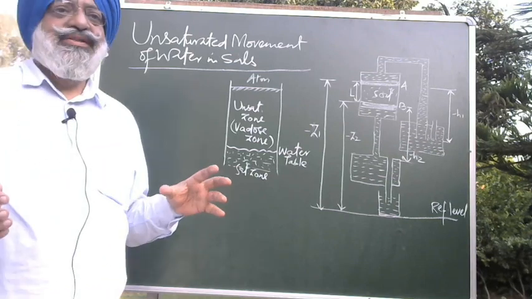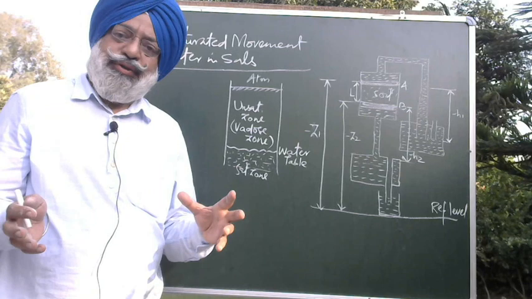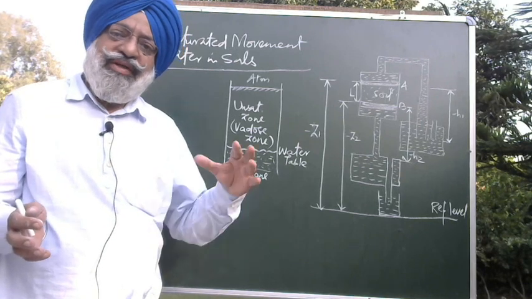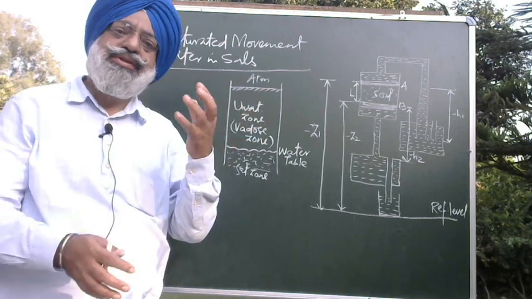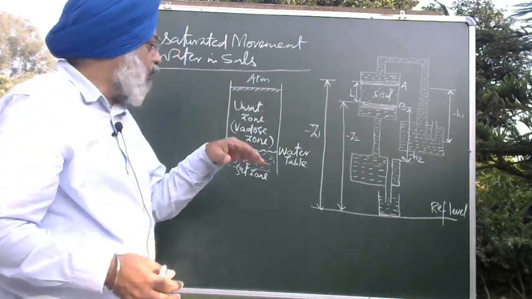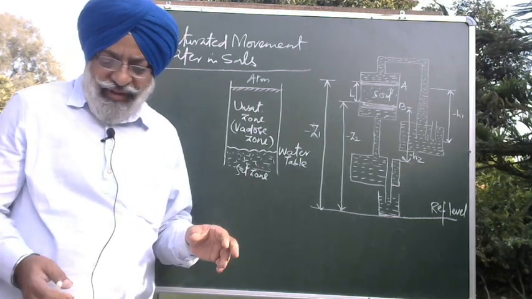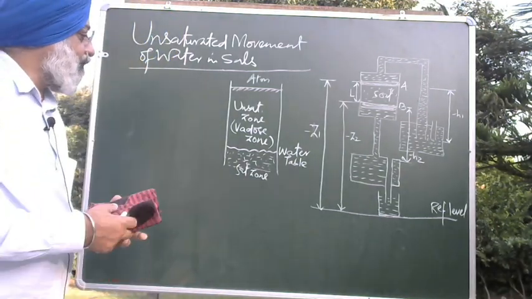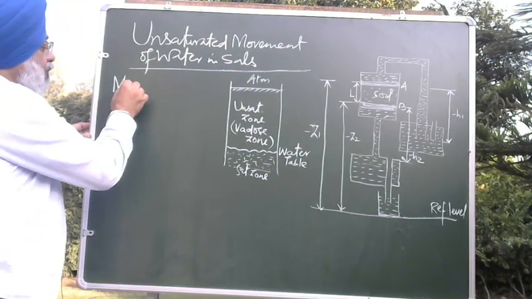So if I say that movement of water, whether it is replenishment of groundwater, whether it is evaporation process, it is all dependent upon how water moves in the unsaturated zone or Vadose zone. So now we will study the mechanism of this unsaturated movement of water.